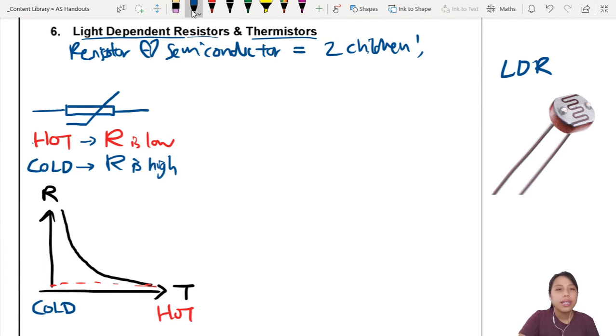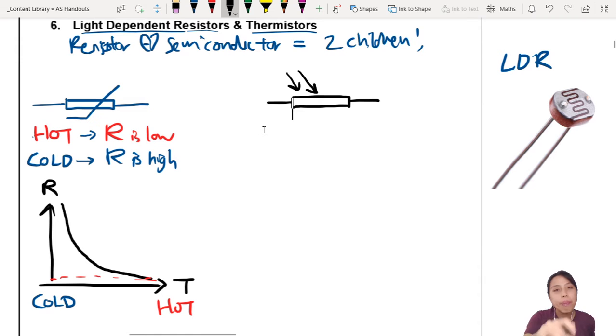That's this part. Now what about the LDR? The LDR is also very similar. You draw it like a resistor. What's the symbol? Maybe you remember the circuit symbol page that I sent to you, or you found in the syllabus. The LDR is a resistor but with light coming in. So you will see two arrows pointing into the resistor, which is the symbol for the LDR. Now I said light, right? So it depends on light. That's why it's called light dependent.